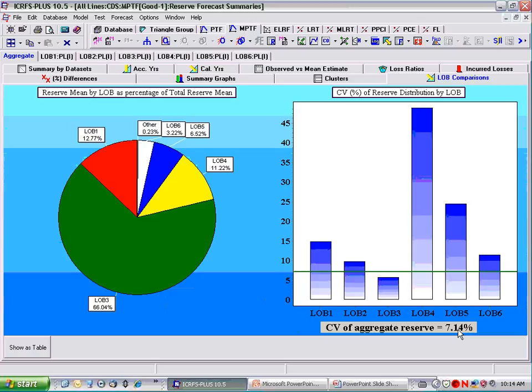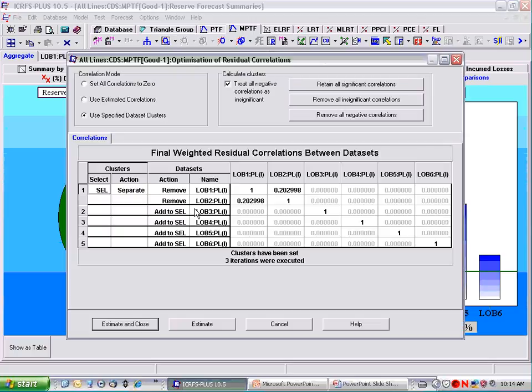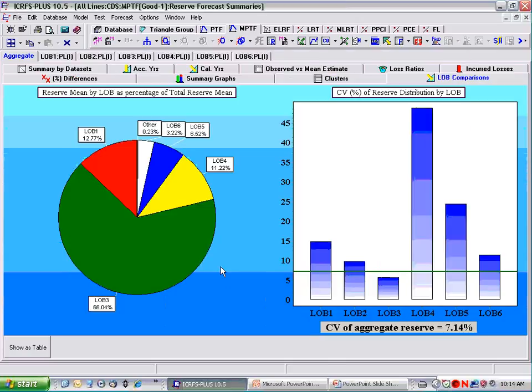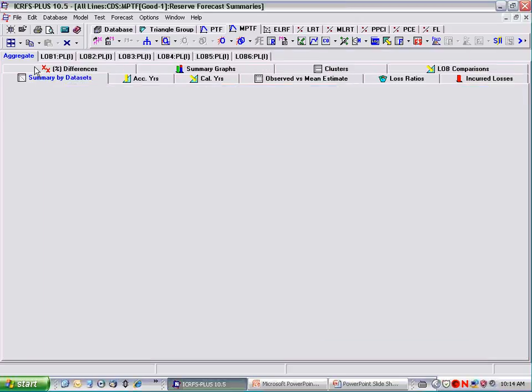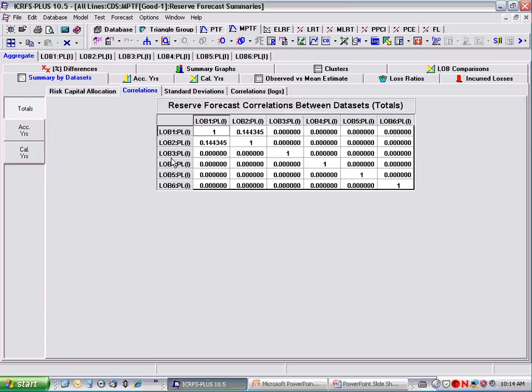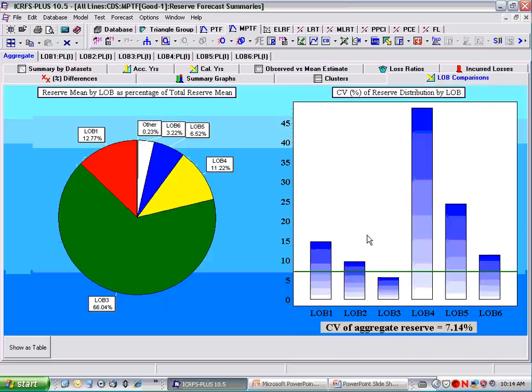There's a lot of risk diversification credit by writing these almost non-correlated lines. Are there any correlations? Yes, there is. There's LOB1, LOB2, there's some process correlation. But if you look at the correlations in reserve distributions, it's pretty low. 0.14. So there's a lot of risk diversification credit here, and as a result of hardly any correlations between LOBs, they're all 0 except for one, which is pretty small, and therefore you get to see that the CV of the aggregate is tiny.